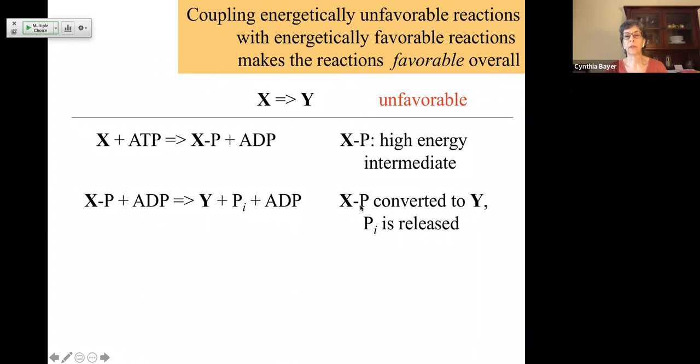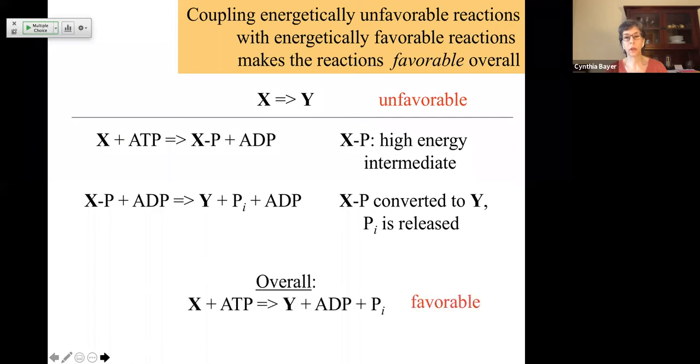In that case, that phosphorylated X converted to Y, the phosphate is released as an inorganic phosphate. So overall, when these 2 reactions both occur in the presence of ATP hydrolyzed, X is converted to Y. So overall, X to Y is favorable, right? It will proceed in the forward direction.